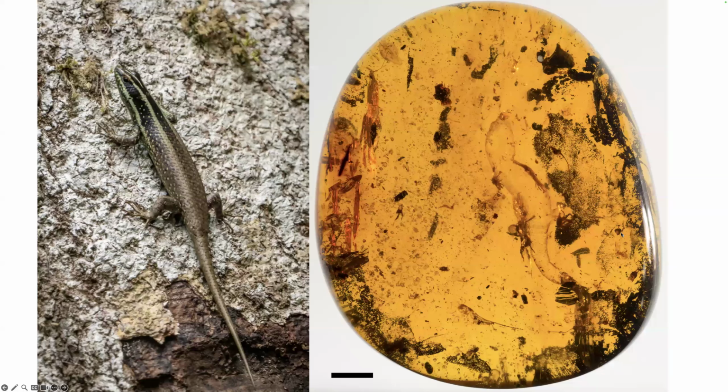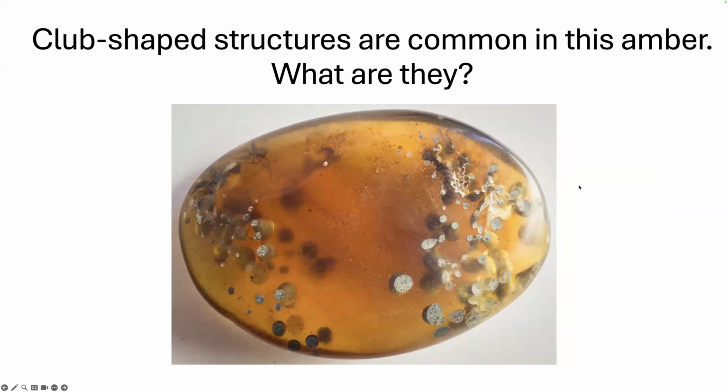And there are vertebrates as well. So there are a couple of frogs, there are some snakes. This is a skink in the modern, and this is a skink in the ancient. So this is something which should be out this year. And I donated this specimen to the National Museum of Scotland.